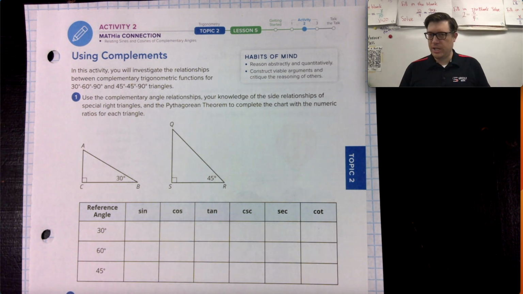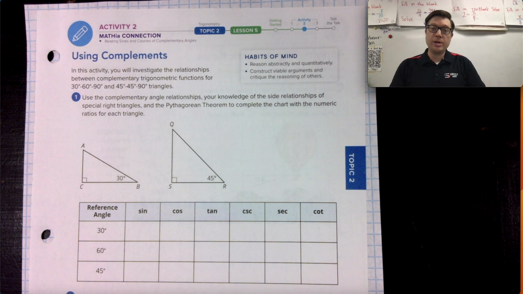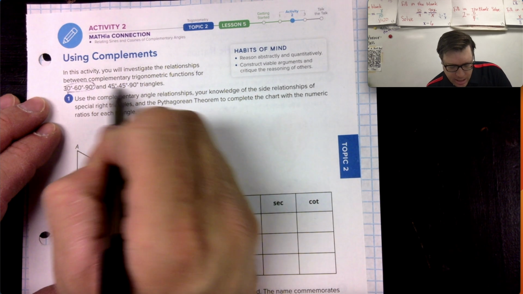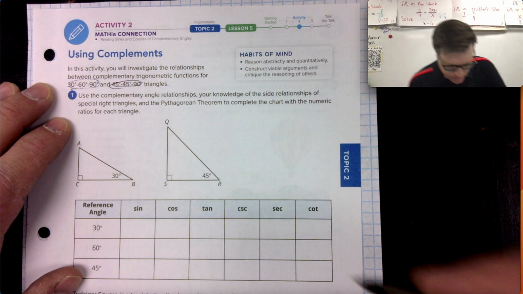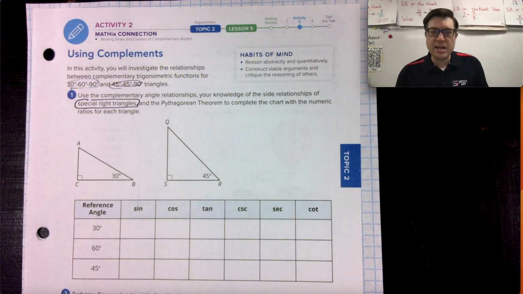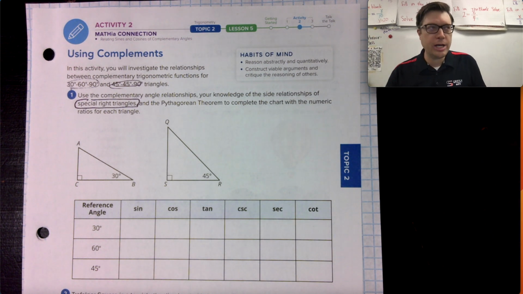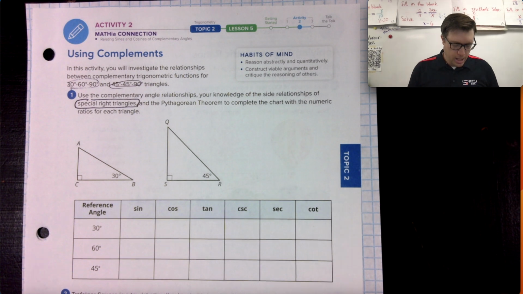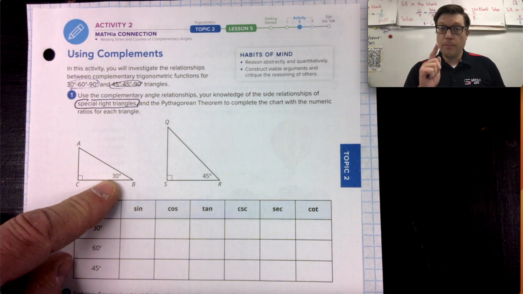Here we are in activity 2. In this activity, you will investigate the relationships between complementary trig functions for, we've seen these before, 30, 60, 90 and 45, 45, 90 triangles. Those are the special right triangles. You have to be an expert at those. For now, for Algebra 2, for Pre-Calc Trig, for the Smarter Balanced Assessment, you have to be an expert at the relationships in these triangles. So, pay attention.